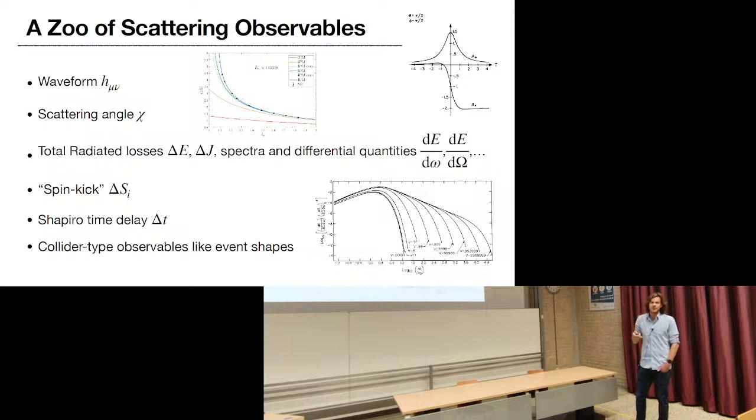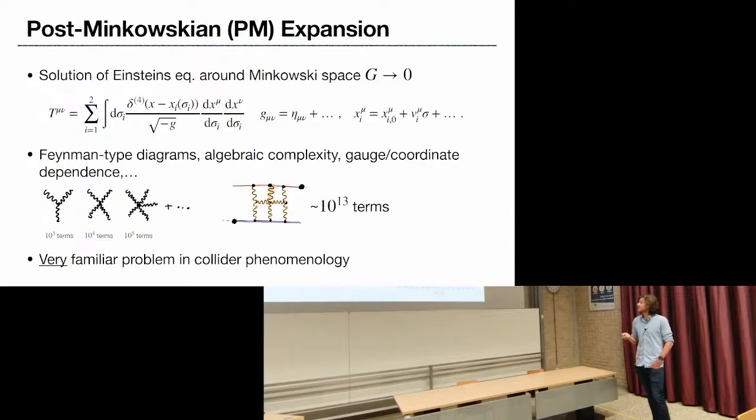Because this is an observable-based session, I can maybe highlight a few observables that we are concerned with. The basic one is, of course, the waveform, which looks like this. Another one is the scattering angle, which is personally our favorite observable to look at. We have radiative losses. If spin is involved, we have the so-called spin kick. So the particles will change the orientation of the angular momentum during the process. We can look at the time delay, and we also have things which are maybe a bit more academic because we don't have a full angular resolution of the problem, but we could also look at so-called event shapes.